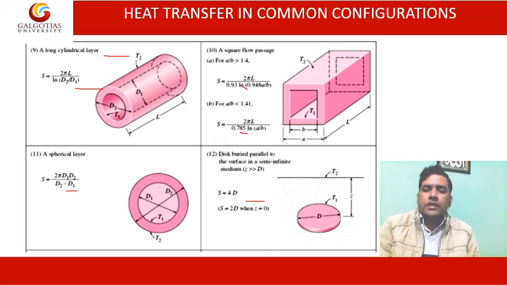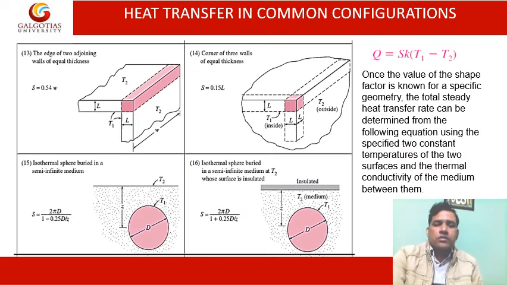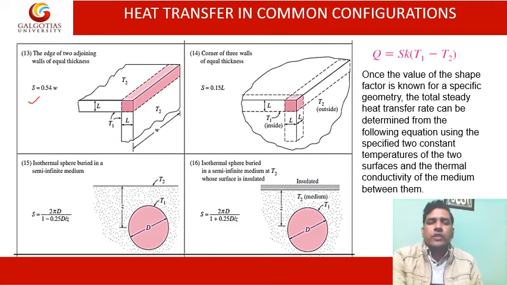For the disc, it is again shown over here. Heat transfer in other configurations, as we can see, is also shown over here. For the edge of two adjoining walls of equal thickness, the shape factor is this one, and for an isothermal sphere the shape factor is this one, and for an isothermal sphere buried in a semi-infinite medium at T2 whose surface is insulated, heat transfer is given as Q equal to S k (T1 minus T2).